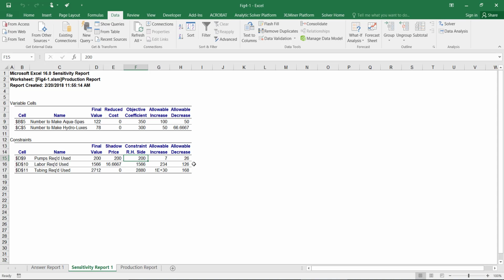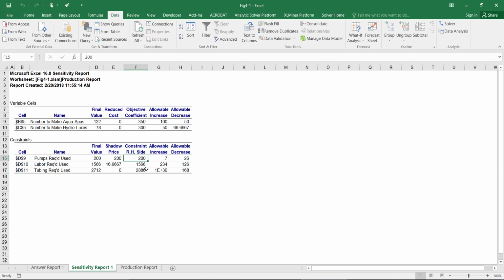Or if I decrease by 3 units and make the right hand side 197, then I'm going to have 3 times reduction in the objective function. Similarly, we have the same range for the second constraint, but pay attention to the third constraint, that is, the shadow price is 0.